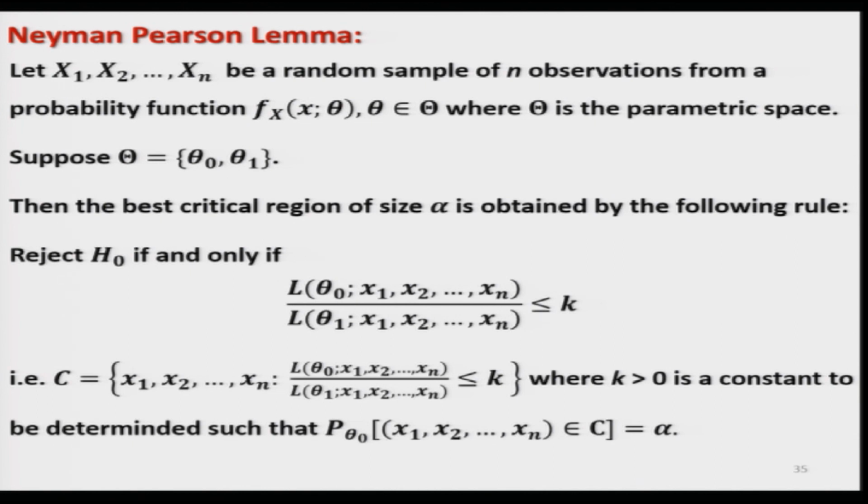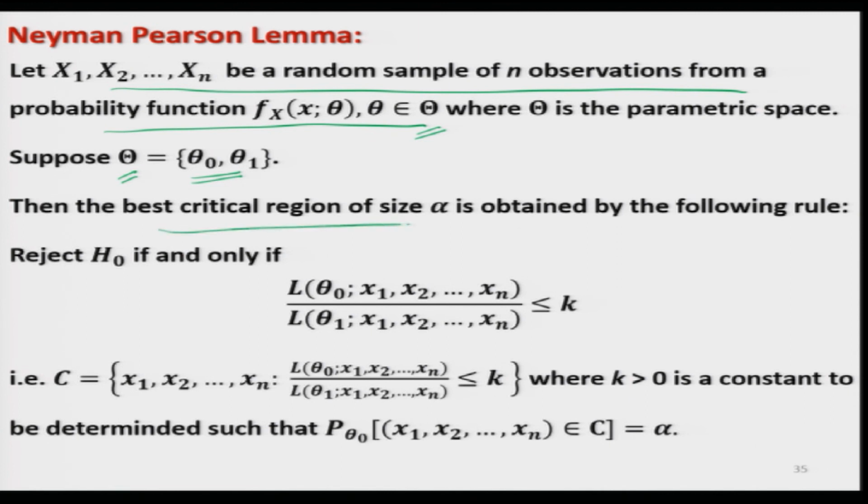This lemma helps us in getting such a decision rule. Well, that is mathematical, but it is very simple to use. I will try to show you here. Let x1, x2, ..., xn be a random sample from a probability function f(x; theta), where theta belongs to capital Theta, the parametric space, and suppose this capital Theta has only two points, theta 0 and theta 1. Now, the best critical region of size alpha is obtained by the following rule: reject H0 if and only if this condition holds true.